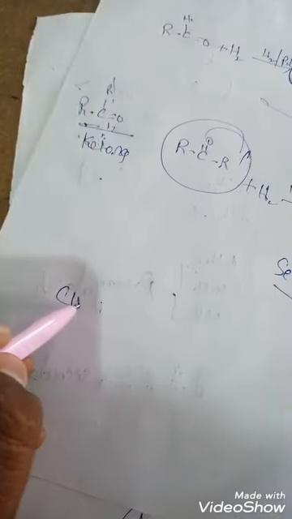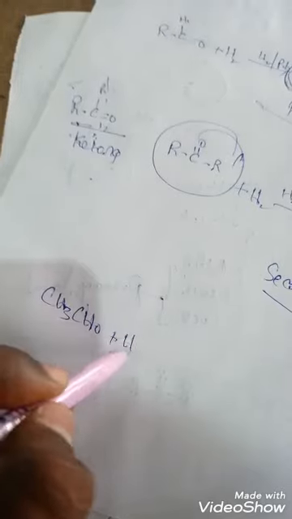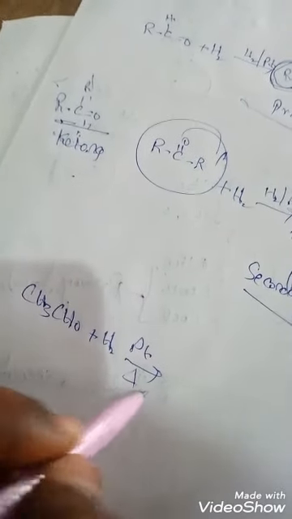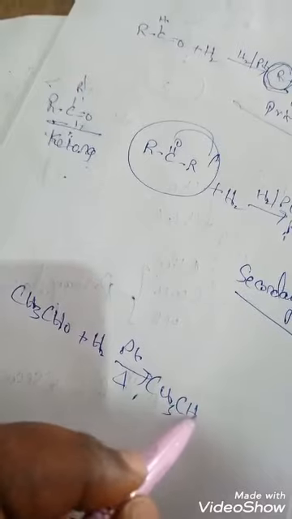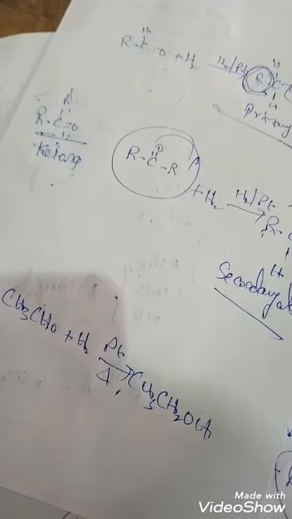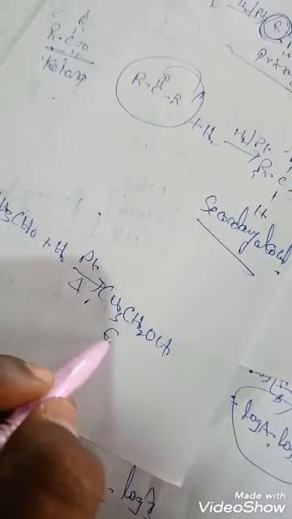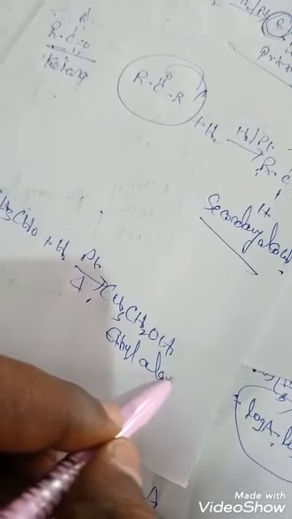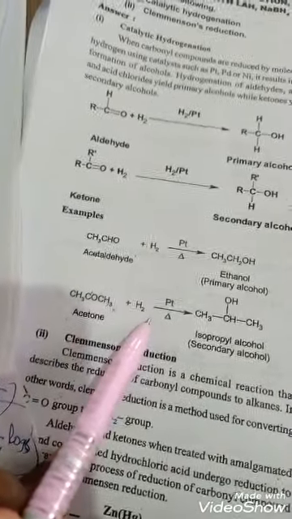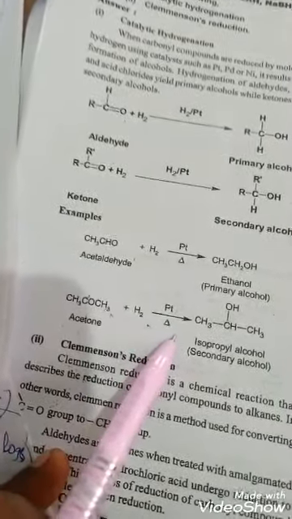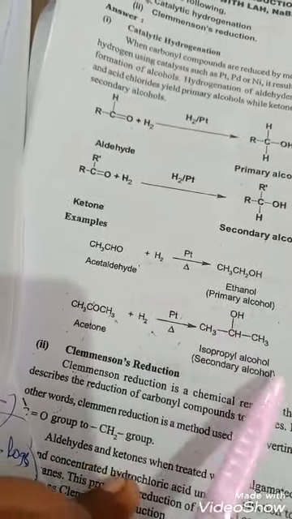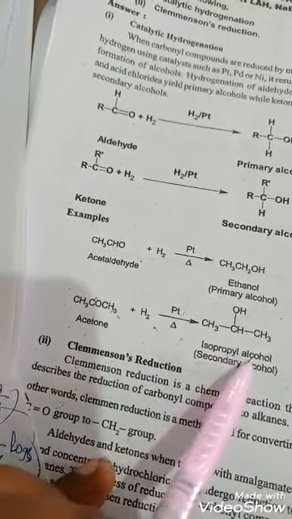Taking examples: CH3CHO plus H2 over platinum gives CH3CH2OH, which is ethyl alcohol, a primary alcohol. Next, we can take CH3COCH3 plus H2 over platinum, which gives CH3CHOHCH3, isopropyl alcohol.